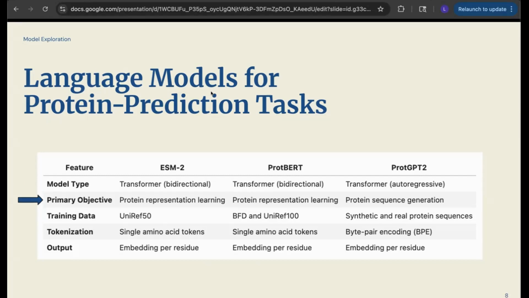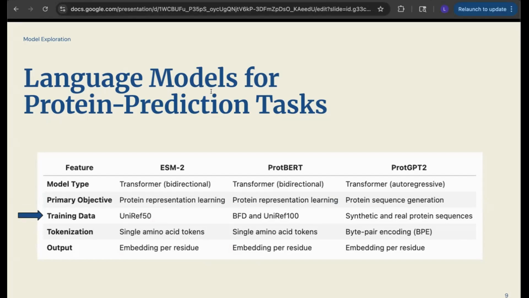So the primary objective for ESM2 and ProtBERT is the same, which is to capture the structural and functional features of the proteins based off of their amino acid sequences. And ProtGPT2 is a little different. It's mainly used for protein generation and design.